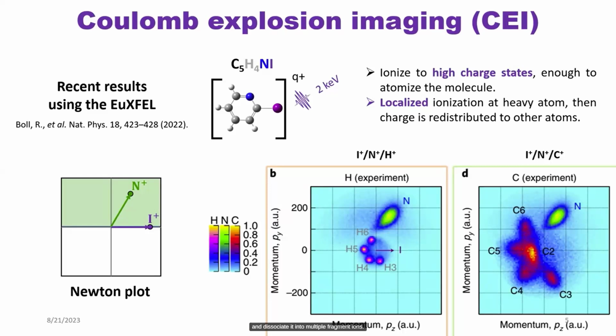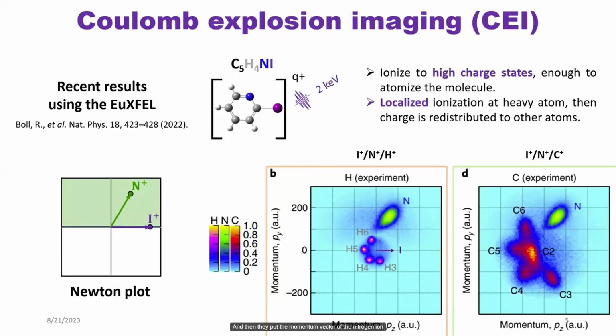fragment ions. To present the data, we normally align the momentum of one ion to the x-axis, which we call the x reference frame. Because it's a gas phase and the molecules are randomly oriented, you have to rotate the data into such a frame so that they overlap with each other.